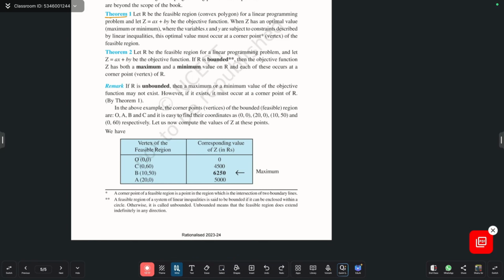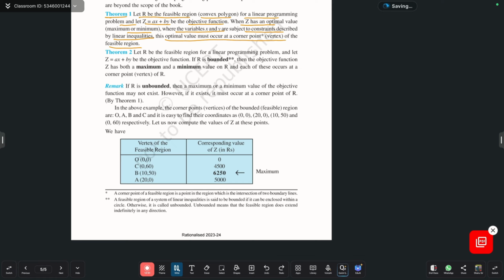Theorem number 1 says that let R be the feasible region. What is feasible region? We will be discussing later on. Feasible region, convex polygon. For a linear programming problem, z equals to ax plus by is the objective function, then z has an optimal value. Optimal value means either maximum or minimum, where the variables x and y are subject to constraints described by linear inequalities. This optimal value must occur at the corner point, vertex of the feasible region.